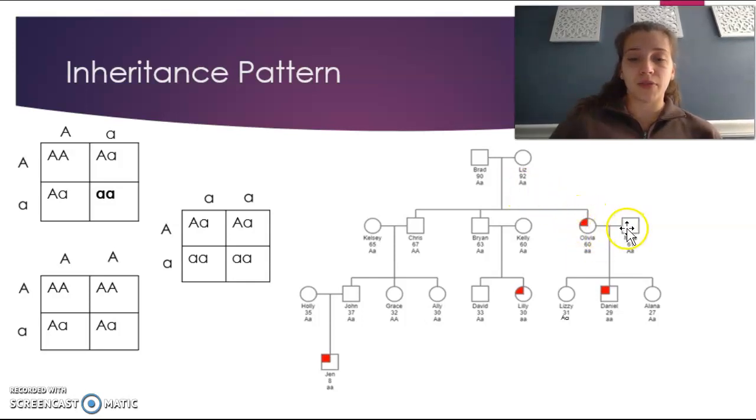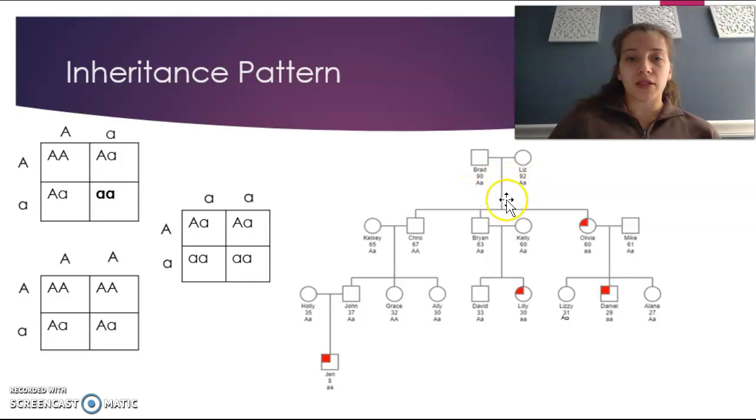Olivia then marries Mike. They have 3 kids, and because Olivia is homozygous with little a, and Mike is heterozygous, big A, little a, this is their Punnett square. Little a for Olivia, big A, little a for Mike. And then we can see that there is a 50-50 chance that their child will have cystic fibrosis. And we can see that Lizzie and Alana are both heterozygous, big A, little a. And then Daniel is afflicted with cystic fibrosis because he is homozygous recessive as well.